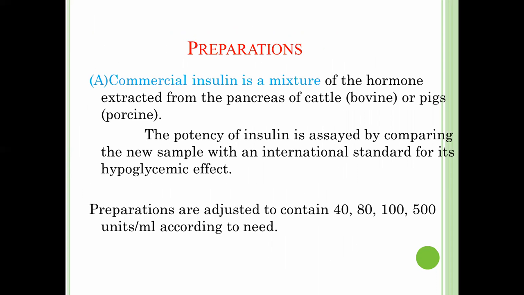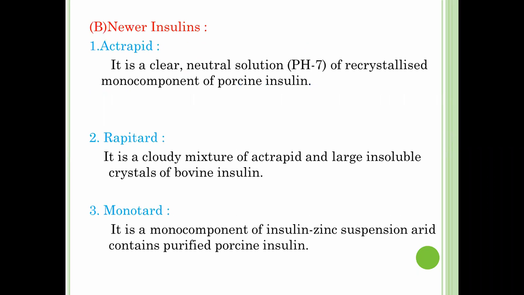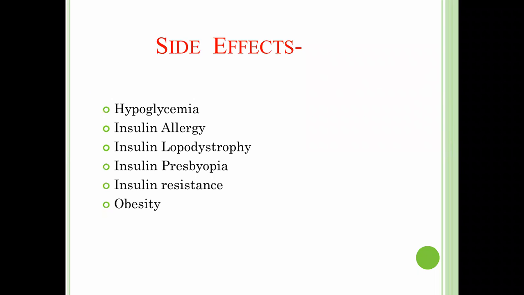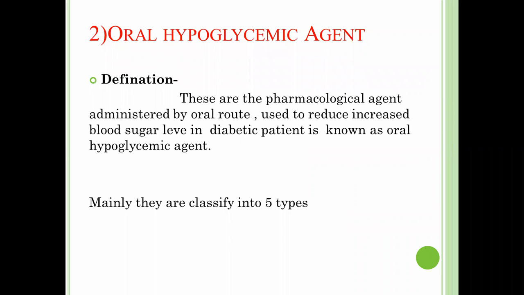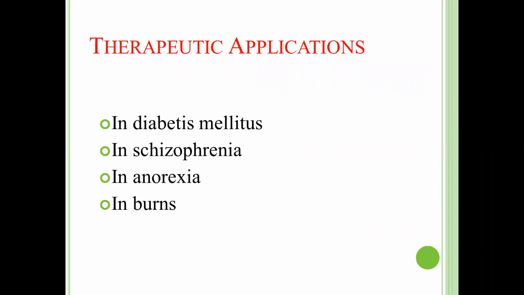After that, we discussed the preparations, in which commercially insulin is prepared and secreted in the form of bovine insulin from the pancreas of cattle, and porcine insulin from the pancreas of pig. And then the next point, the newer preparations, the side effects, and the last point, the therapeutic applications of hypoglycemic agents such as insulin. Here we complete hypoglycemic agents. Do you have any doubt related to this chapter?